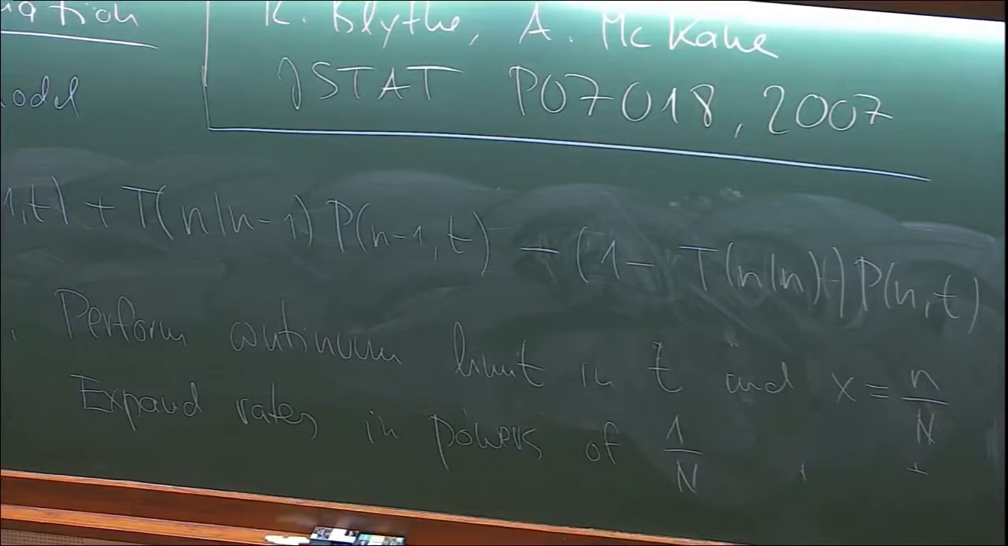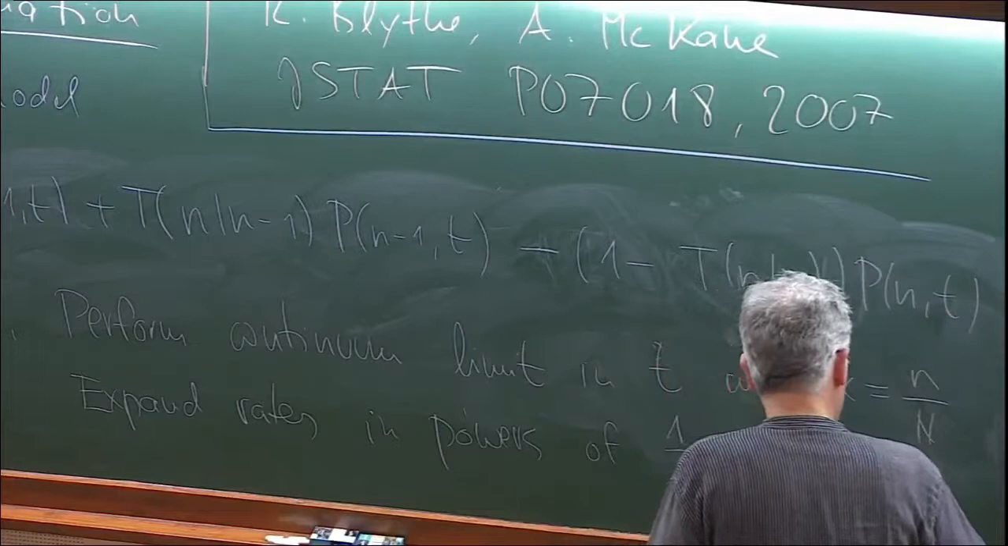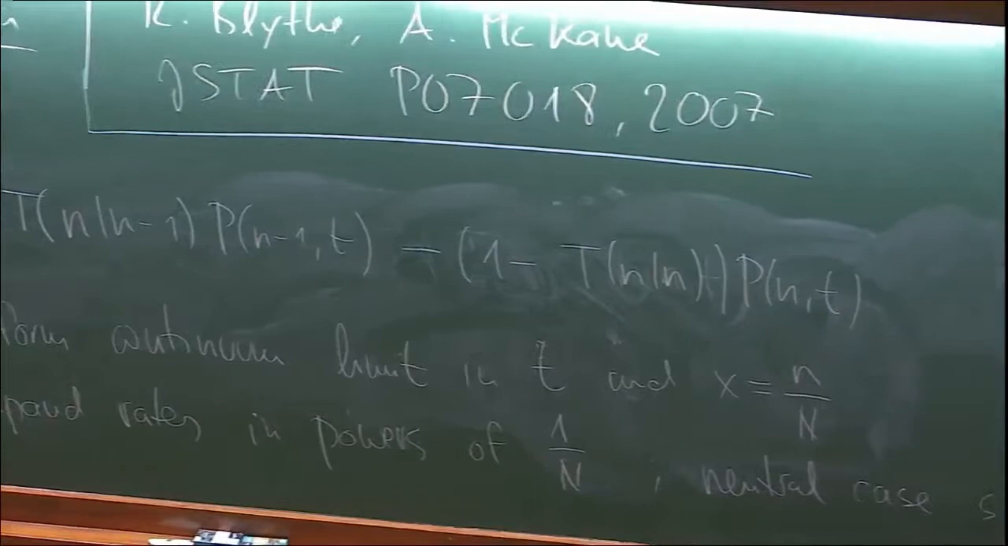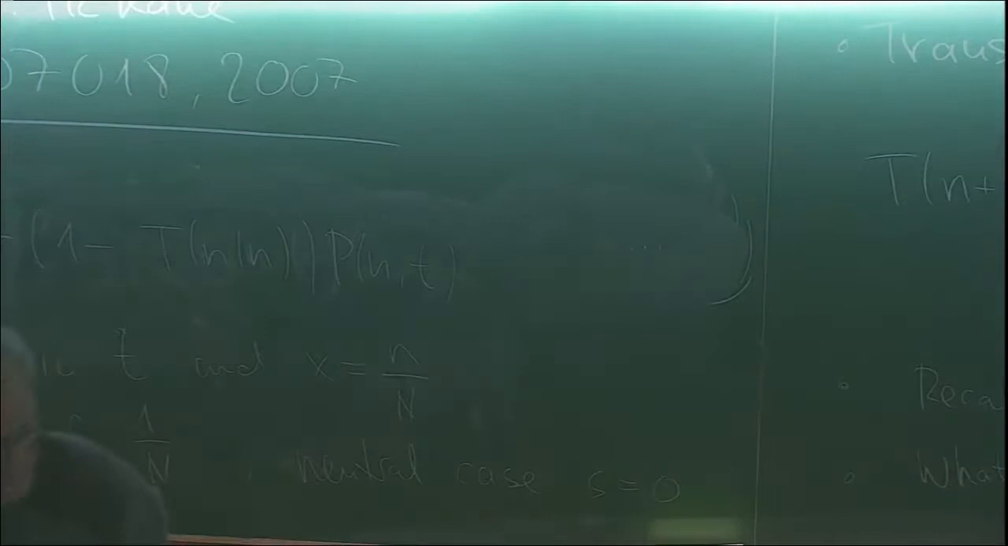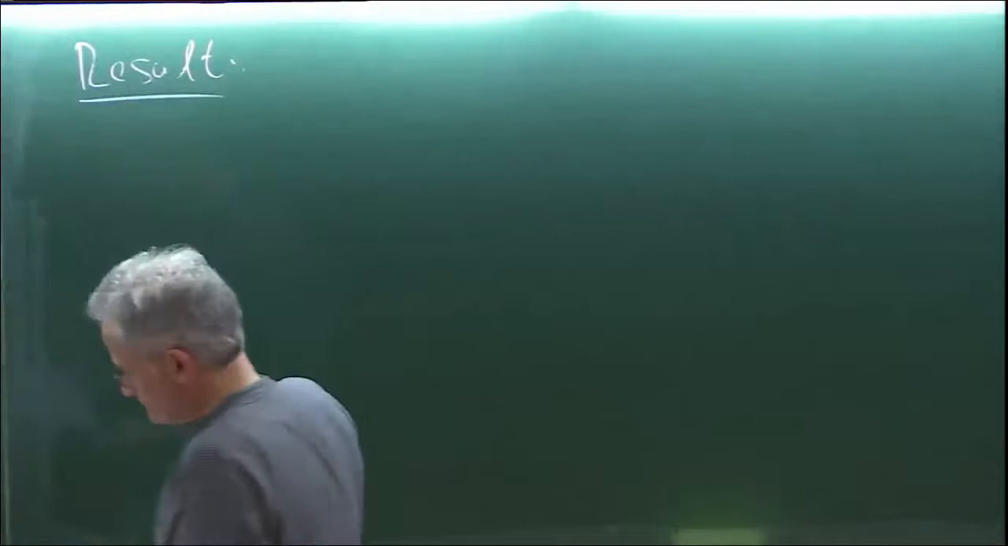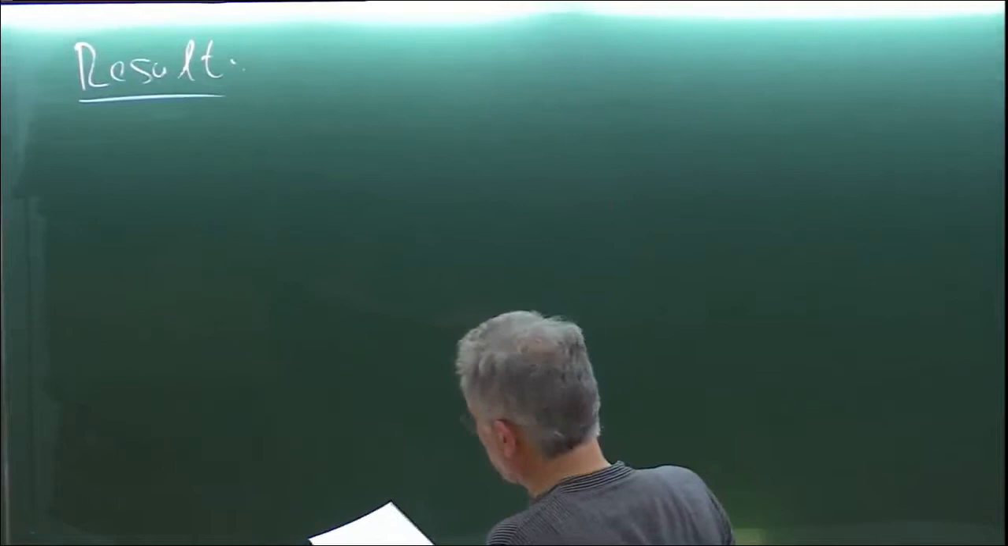So let's just assume for the moment s equal to 0. Okay, so what should you get? So the result. In the neutral case, there's a certain symmetry, which means that the leading order term that you end up getting on the right-hand side is actually of order 1 over n squared. So what you get is the following.